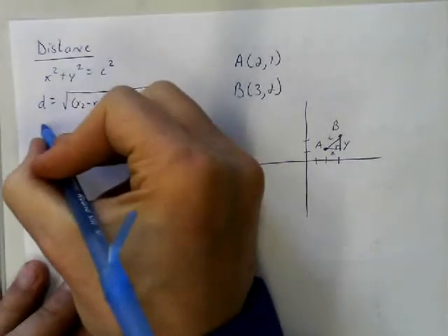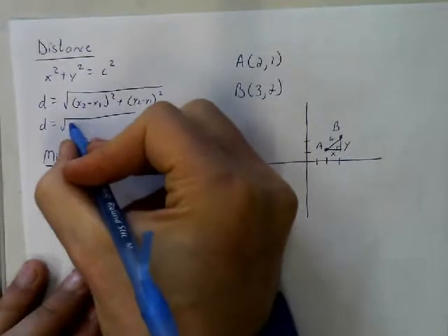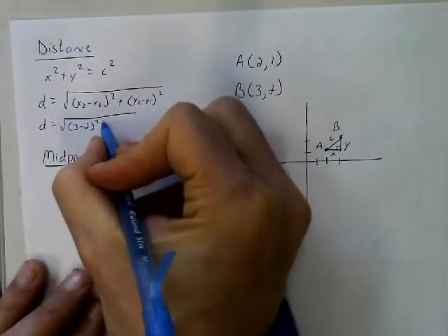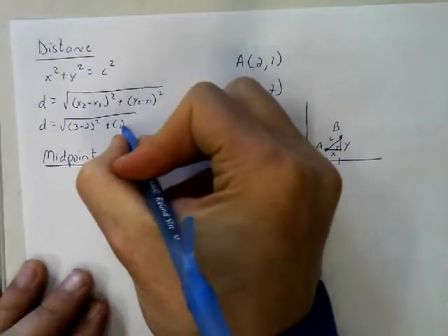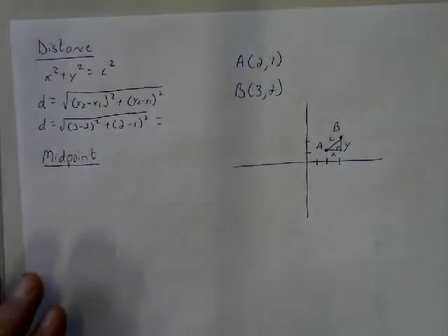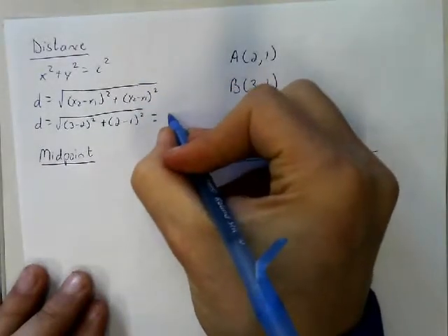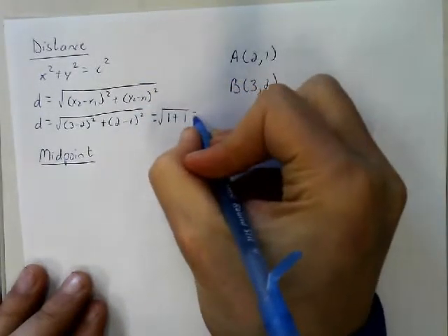So in this example, the distance would equal the square root of 3 minus 2 squared plus 2 minus 1 squared, which is equal to 1 plus 1, which is the square root of 2.